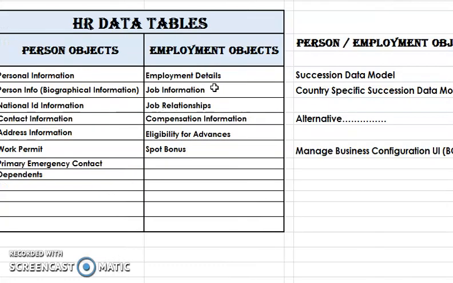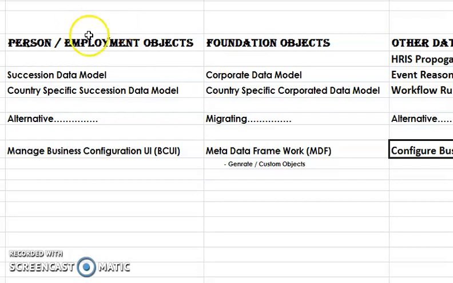If you talk about the person and employment objects, we have already seen that we can do the configuration by using the succession data model and the country specific data model. But the alternative is provided, that is by using the manage business configuration, we can do the configuration. And the maintenance and testing can be seen in the manage data. These are foundation objects, and these are other data models. So that's all, and we can see the practicals in the next session.